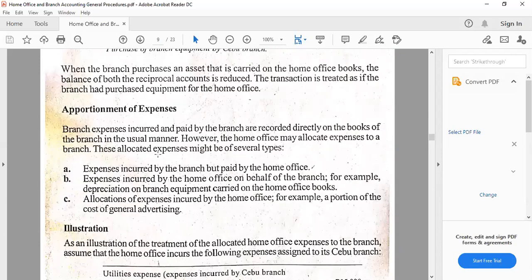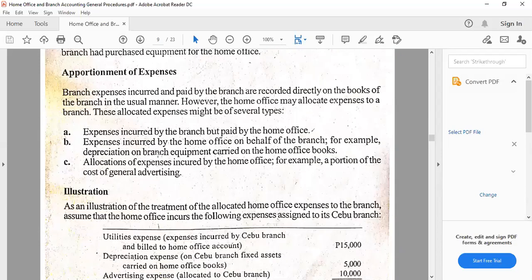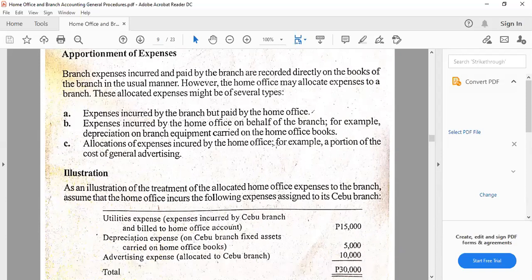Then apportionment of expenses. Well, for the expenses, there could be a lot of things. Expenses incurred by the branch, but paid by the home office. So that's a possibility then. Or the reverse. So home offices incur the expenses on behalf of the branch. Let's say the depreciation on the branch equipment carried on the home office's books.